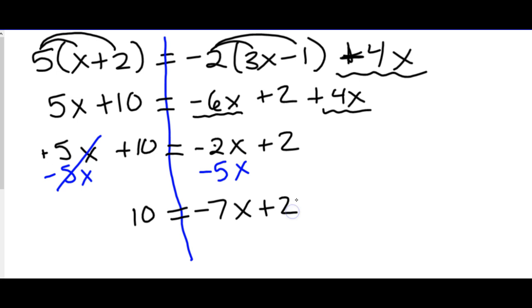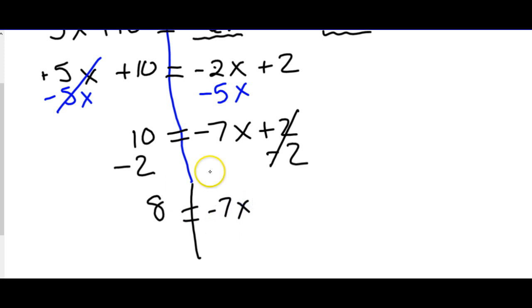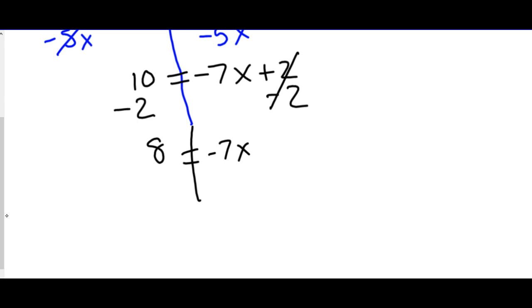Bring down the 2. Now we do the opposite of positive 2 and minus 2 from both sides. 10 minus 2 is 8. And then, to get rid of the number in front of the x, we divide. So we divide both sides by negative 7. Notice this time the x is on the right. That's okay. It doesn't matter if the x is on the right or the left. It's just more often we end up with the x on the left, so we feel like that's the right spot for it. It's supposed to go there, but it doesn't have to.